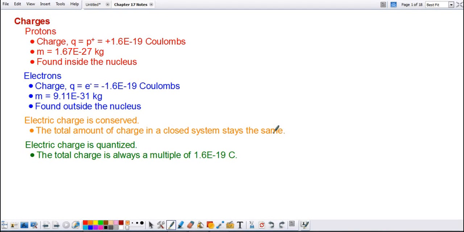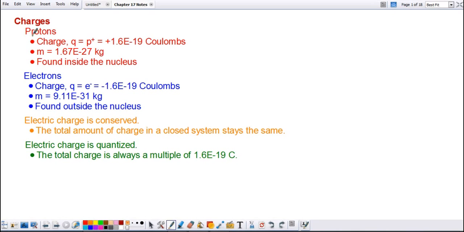Today we're going to talk about electric charge. And we're really going to focus on the two main objects that carry charge for us, and those are protons and electrons. They're not the only objects that can carry charge, as you'll see later on in the lesson, but they are the two main ones, so that's the ones we will focus on.